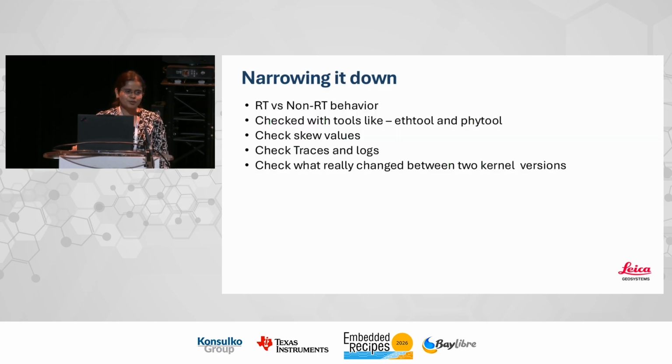And then I started to dig deeper. Initially, it was working with the earlier kernel, but still I wanted to check some skew values in the DTS for the PHY. And for the MAC, I started testing with ethtool just to see if there are any CRC errors, or checking the registers with the PHY tool, and also keeping in mind the behavior of RT and non-RT kernel, and some traces and logs. But to do something much more obvious, to find out what really changed between the two kernels.